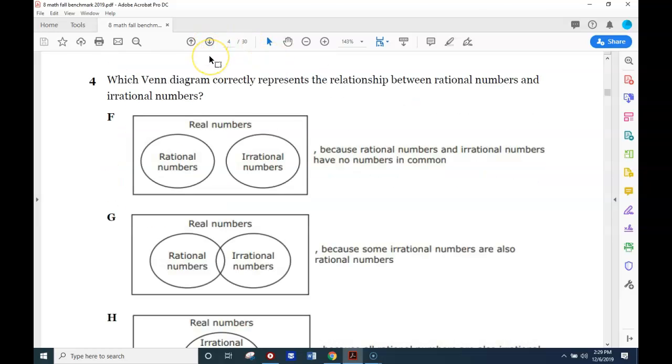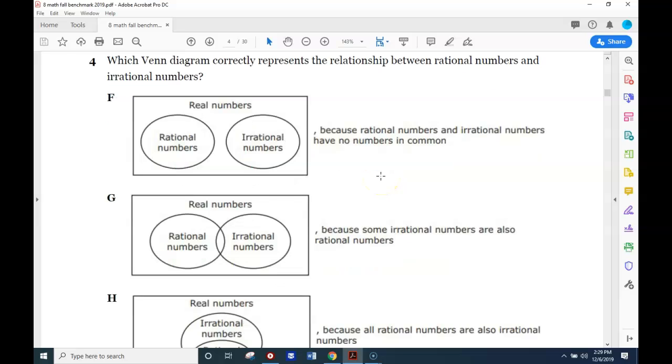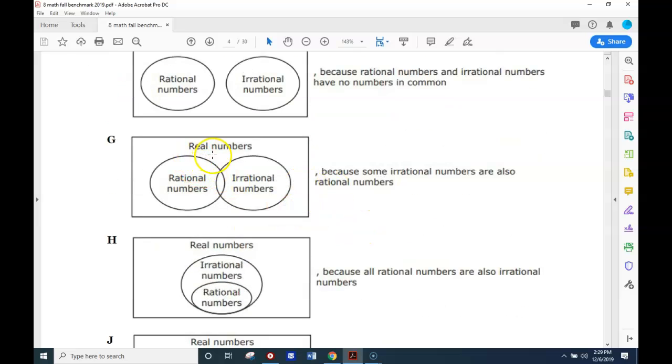Number 4. Which Venn diagram correctly represents the relationship between rational numbers and irrational numbers? F. Real numbers, rational numbers, irrational numbers, because rational numbers and irrational numbers have no numbers in common. G. Real numbers, rational numbers, irrational numbers, because some irrational numbers are also rational numbers.